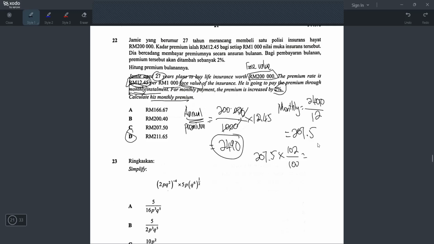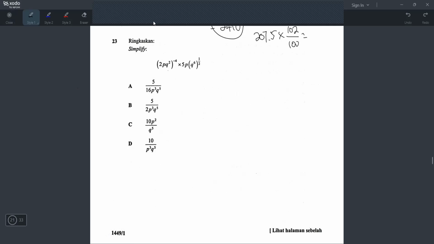Okay. So if you want to do it slowly, you want to darab dengan 2% baru tambah, boleh juga. You will get the same answer. Okay. All right. Hope you understand. Let's continue with 23. They want me to simplify this whole thing.